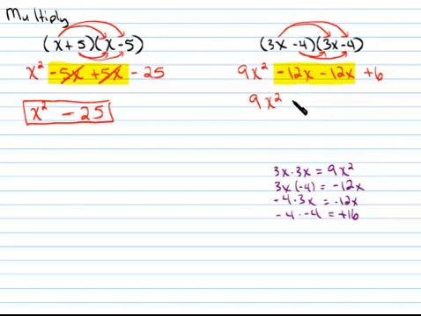Negative 12 minus 12 is negative 24. When the signs are the same, you combine them and keep the sign. Plus 6. Or in other words, if you're subtracting 12x and then subtracting 12x again, you're really subtracting 24x. So this is your final answer here.